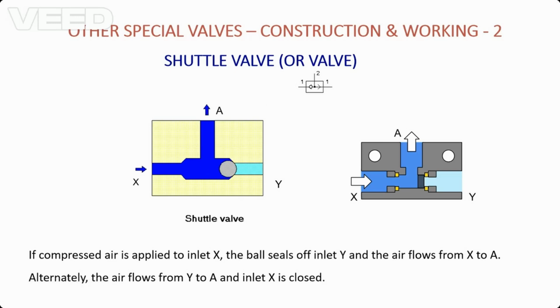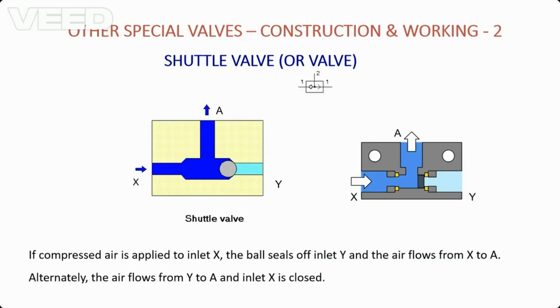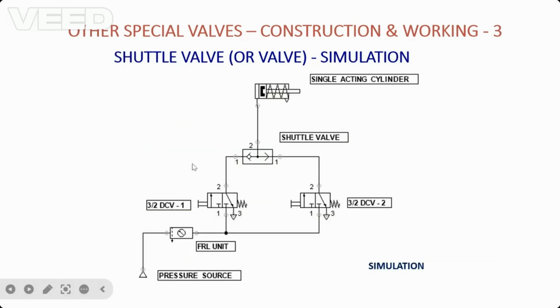If we are not sure where we are getting the airflow from, we can use this type of component. And whenever there is flow from both sides, the higher air pressure restricts the lower air pressure and it releases the higher air pressure to the outlet. This is also used for safety purposes, for activating an application from anywhere, from any position. That way we can use this shuttle valve. We will be seeing all these simulation circuits in future videos.